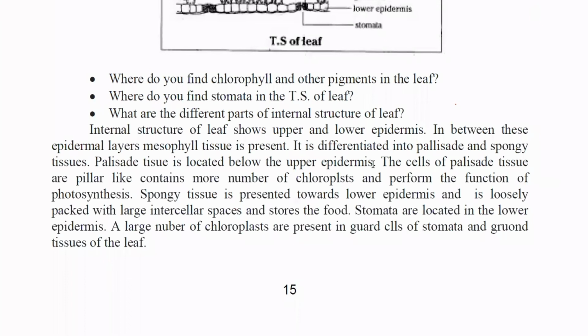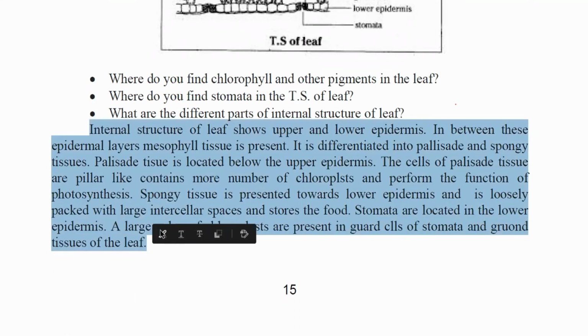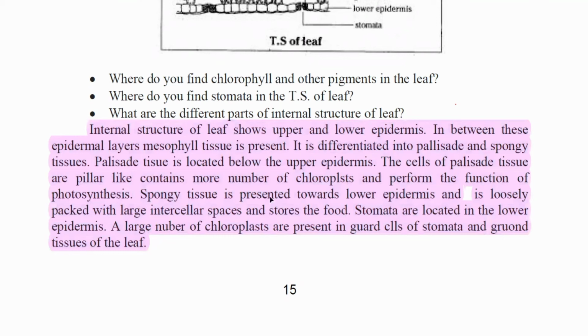Now here is the internal side of the leaf. Already I explained: in between the upper and lower epidermal layers, mesophyll tissue is present. It is differentiated into palisade and spongy tissues. Palisade tissue is located below the upper epidermis. It has two epidermises, upper epidermis and lower epidermis, and between these is called mesophyll, I said.